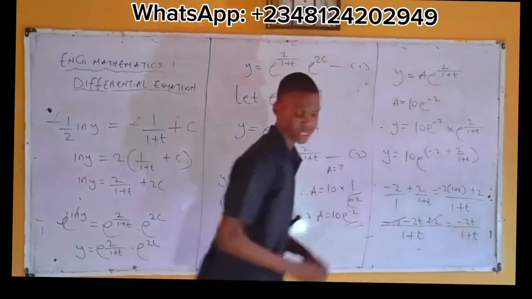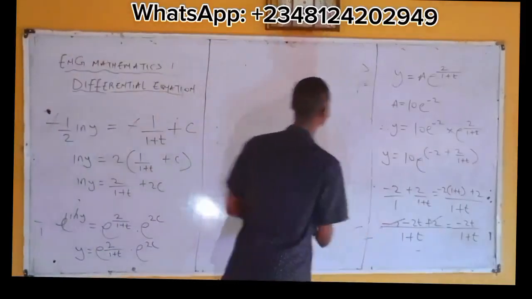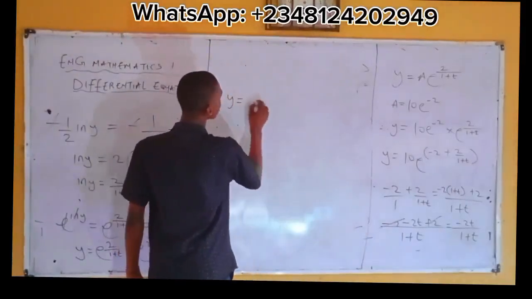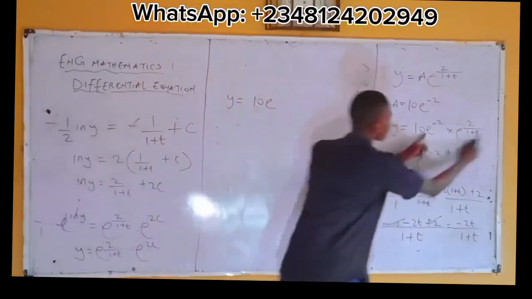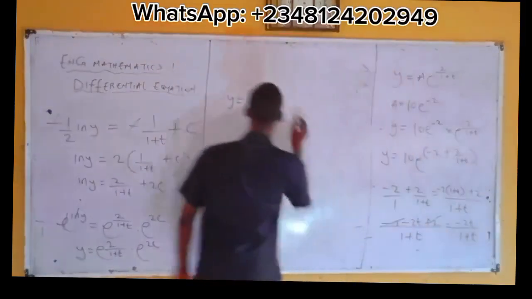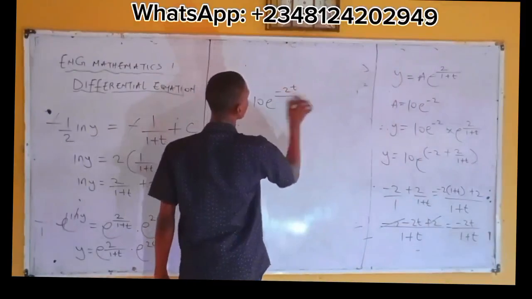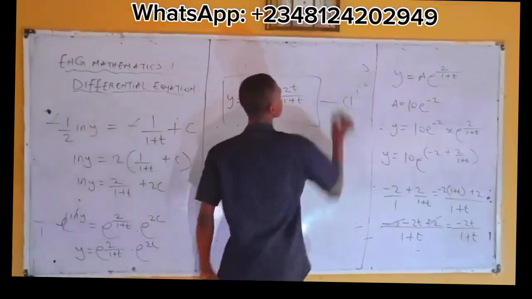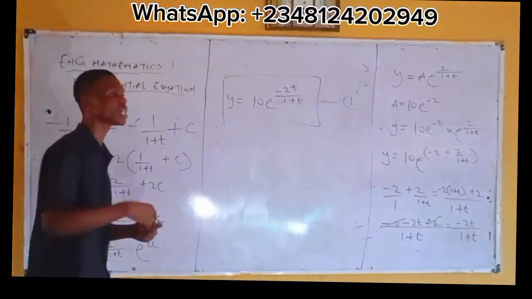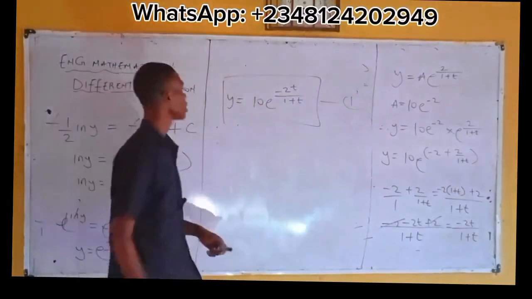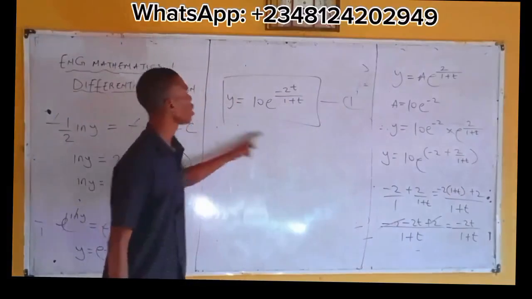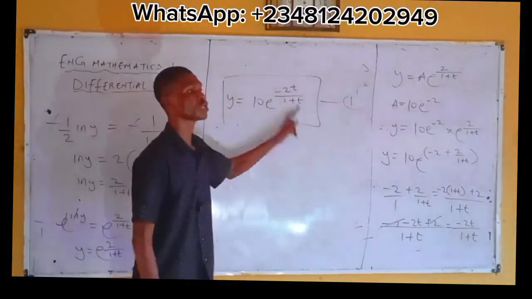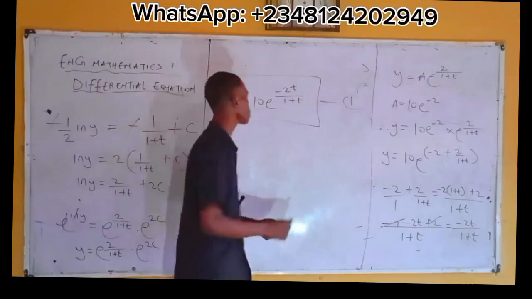Now, from here we can write y equals 10 exponential, raised to the power of negative 2t over 1 plus t. And this is question 1. Question 1 says express y in terms of t. We found it already. All our answer here is with respect to t, so you are done. Now, question 2.